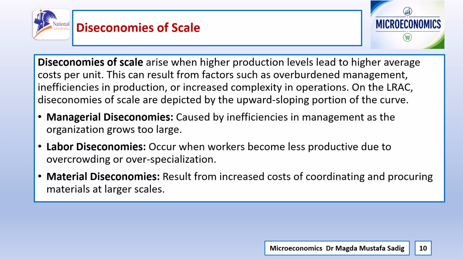Labor diseconomies. Employees may become less productive because of overcrowding, lack of motivation, or excessive specialization. Material diseconomies. Large firms require more complex purchasing systems. Transportation costs increase. Coordination becomes more difficult. As a result, average production costs begin rising.